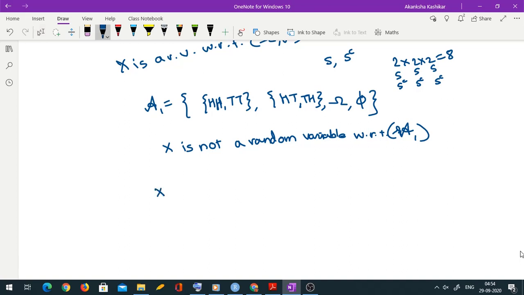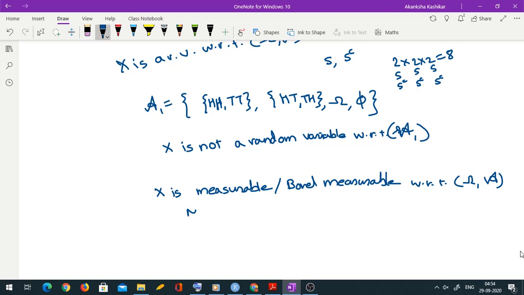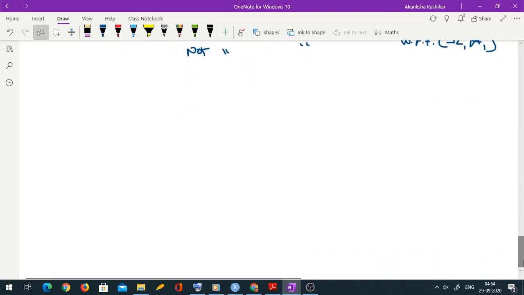In the random variable sense, we also say that X is measurable, or X is Borel measurable, with respect to omega script A, the original A, but X is not measurable with respect to omega script A1. This is also another way of saying that X is not a random variable with respect to omega script A1. Is the concept of random variables clear to everyone?